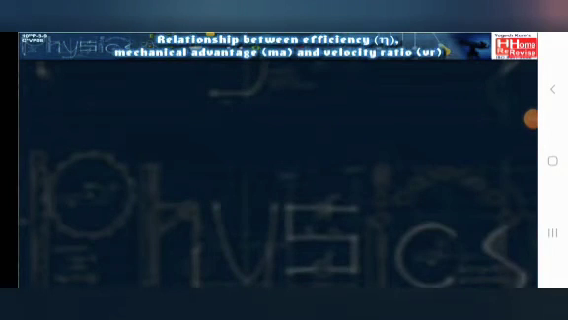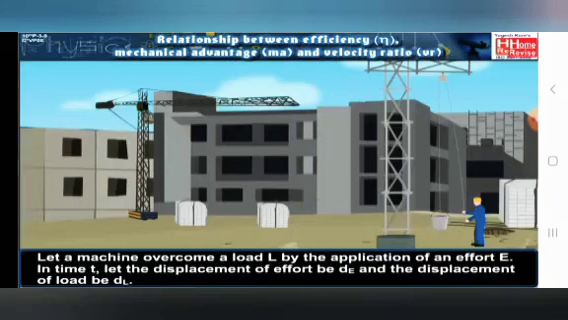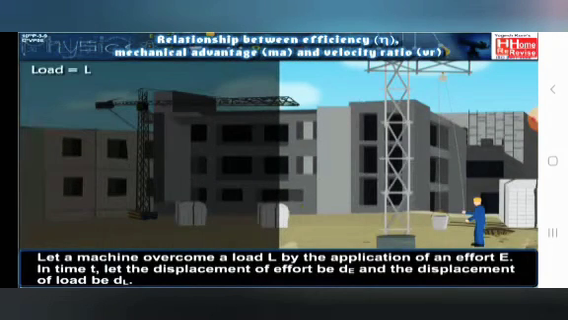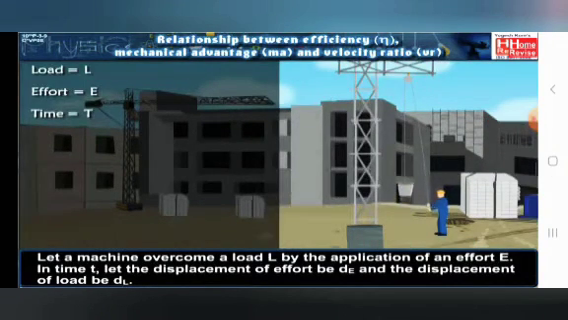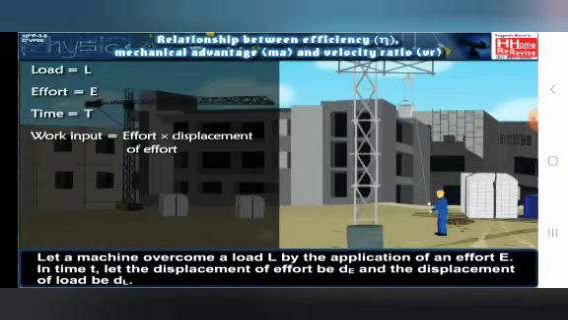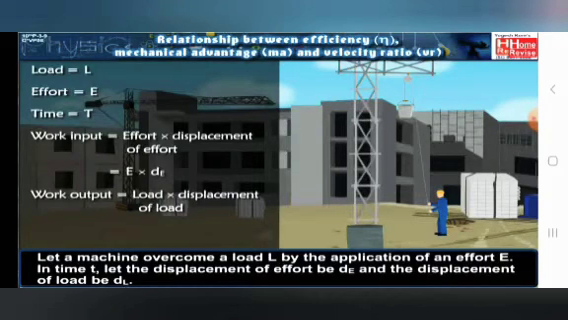Relationship between efficiency and mechanical advantage and velocity ratio. Let a machine overcome a load L by the application of an effort E. In time t, let the displacement of effort be dE and the displacement of load be dL. Work input is equal to effort into displacement of effort, which equals E into dE. Work output is equal to load into displacement of load, that is L into dL.